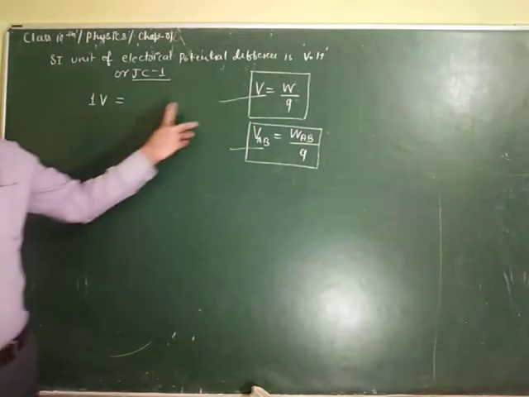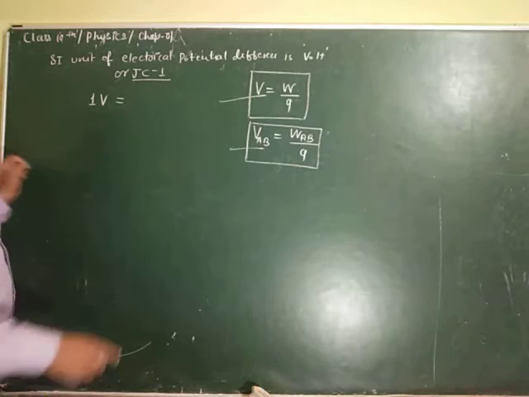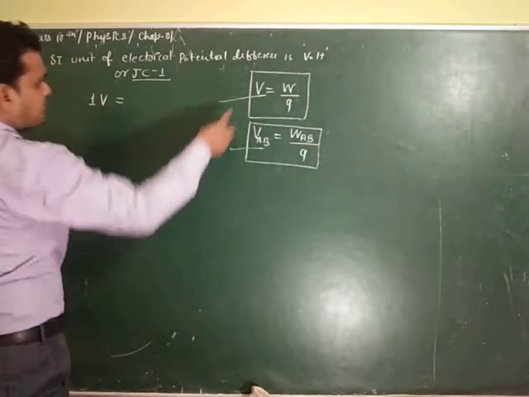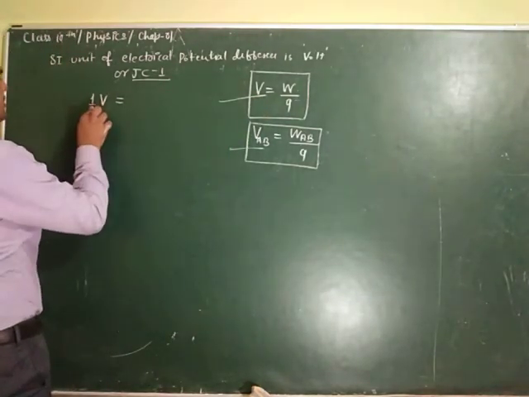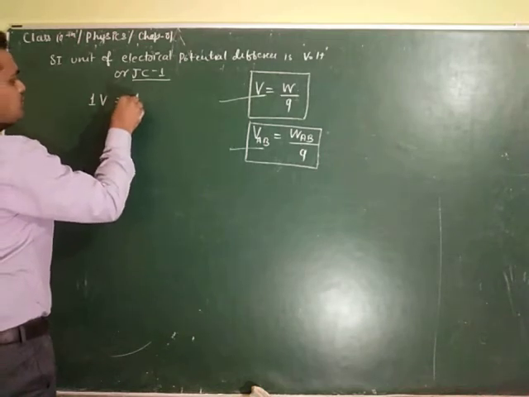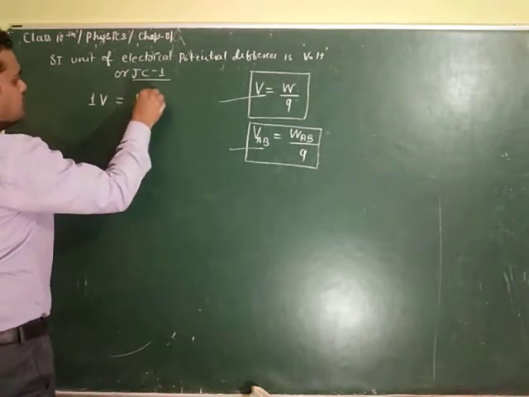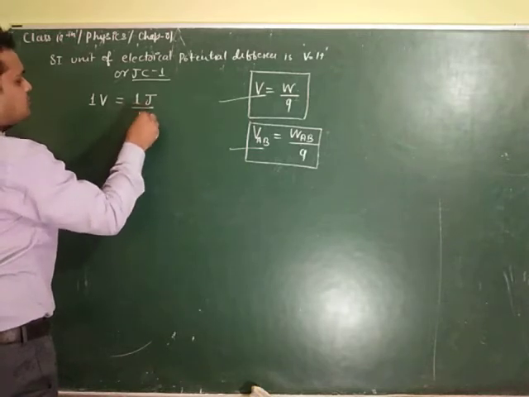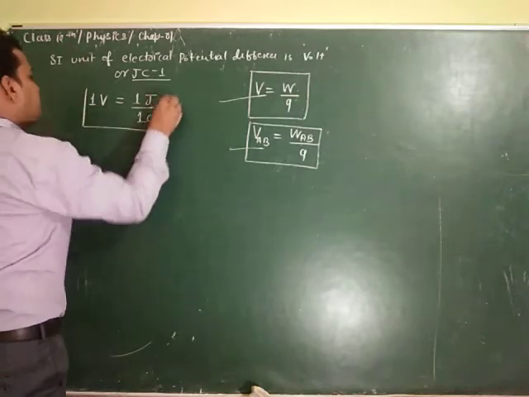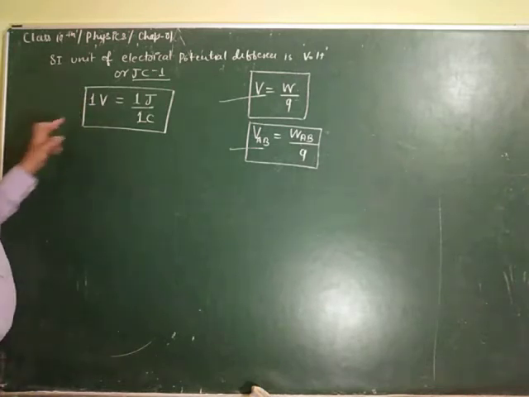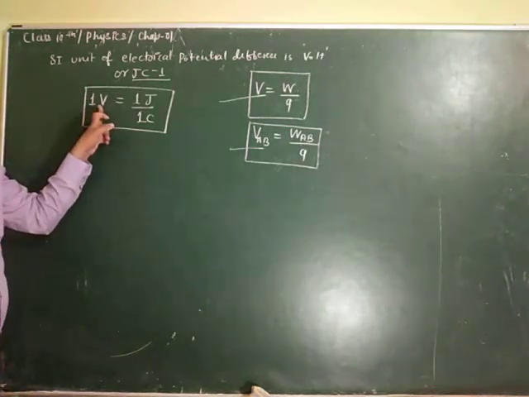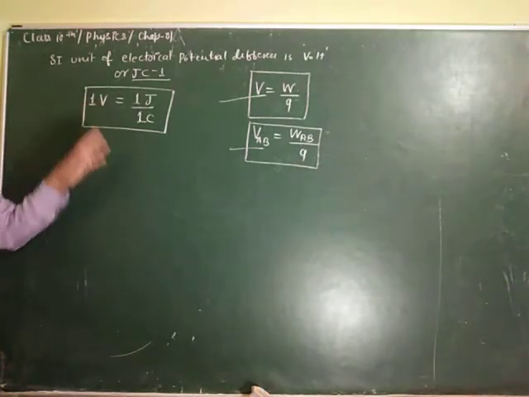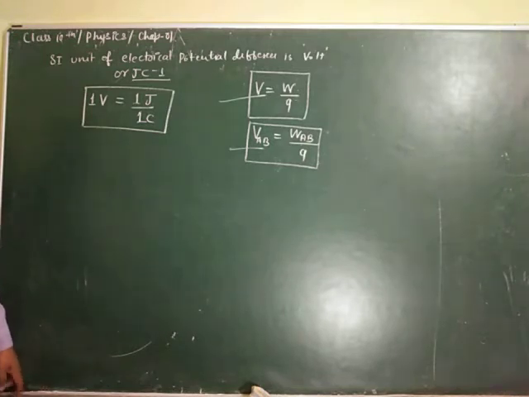So if we have to define 1 volt, how can we define it, using this or this? But I am taking this. 1 volt is equal to: when 1 joule of work is done in bringing a charge of 1 coulomb from infinity to a point, then the potential at that point is said to be 1 volt. This is the definition of 1 volt.